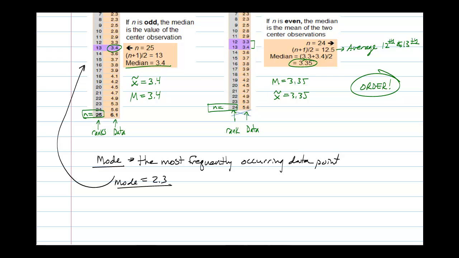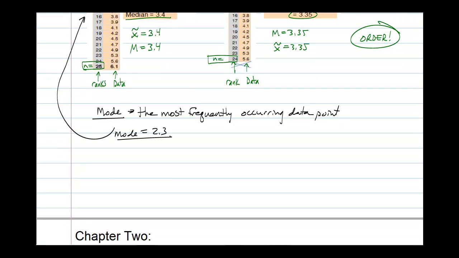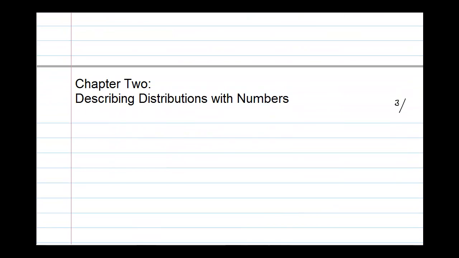But again, we don't use it as a measure of central tendency in and of itself very often because it doesn't take into account any other data points. It's just taking into account the most frequent values. So that's the mode. Now the next question is, how do we determine which of these measures of central tendency to use?